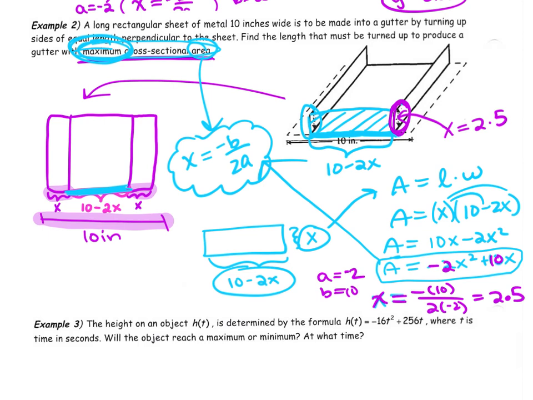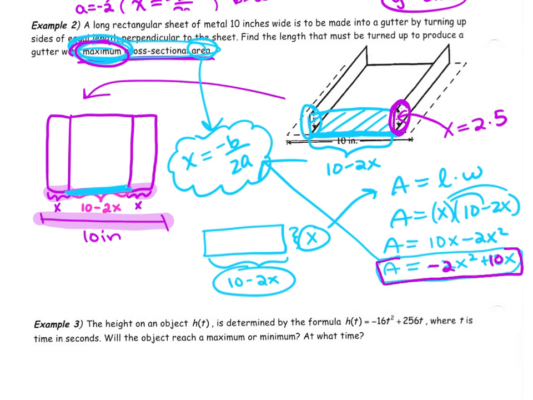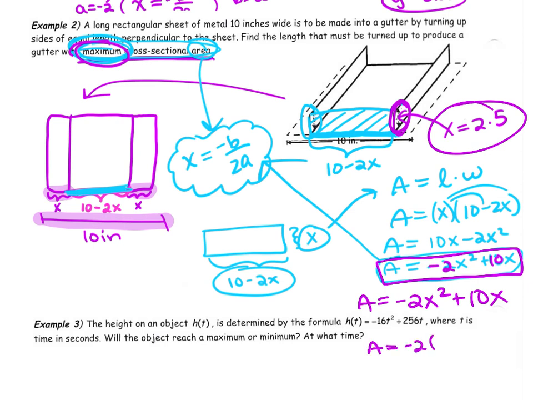And the question is asking for the maximum cross-sectional area. I'm just going to erase this so it's not taking up so much space. But we already found a formula for area. It's right here. Our area is equal to negative 2x squared plus 10x. So I'm going to plug in my x value of 2.5. The area will equal negative 2 times 2.5 squared plus 10 times 2.5.